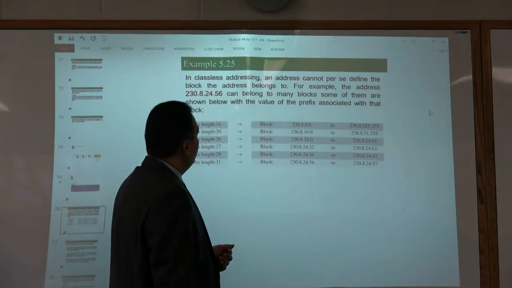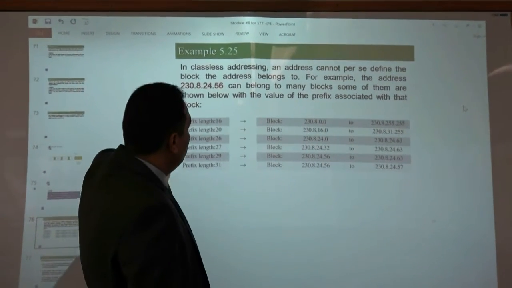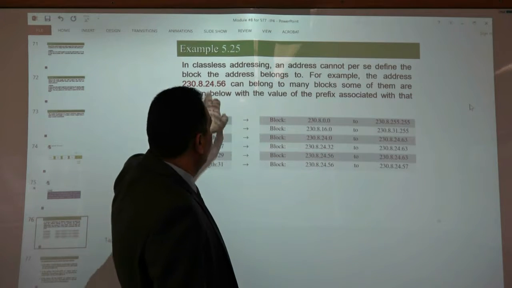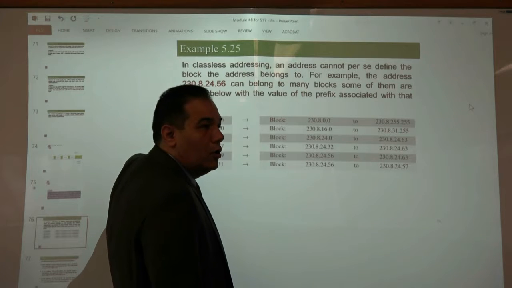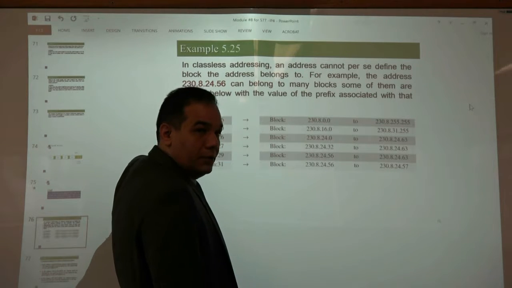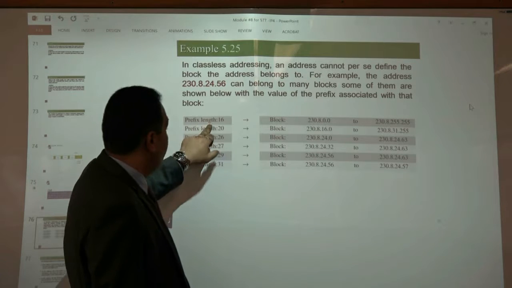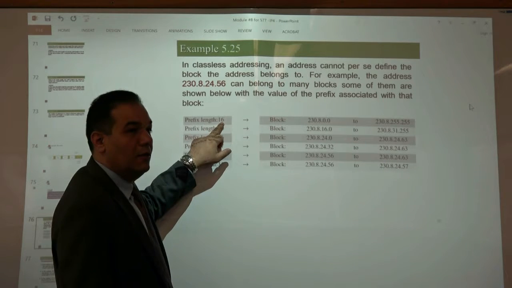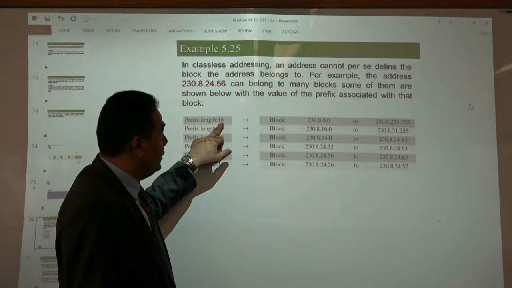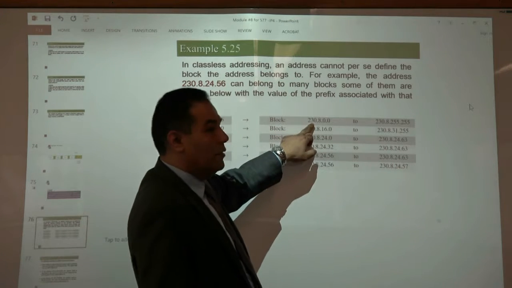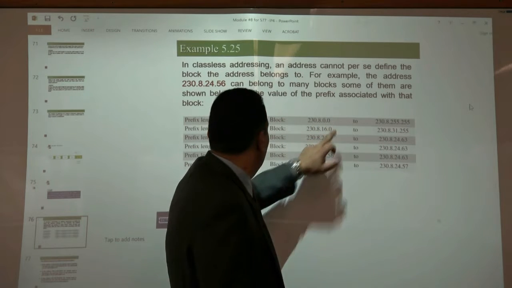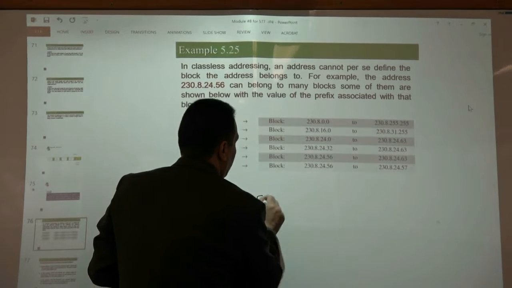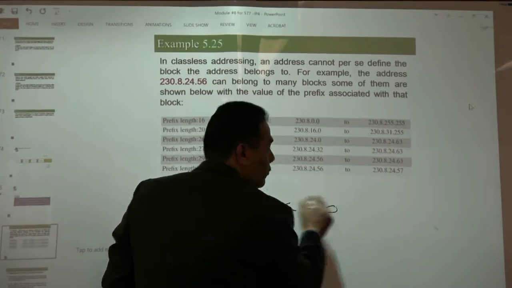But in classless, it can belong to many blocks. Some of them are shown below. In classless, we don't talk about class A, B, C anymore. This could belong to multiple blocks. For example, if the prefix is 16, not 8, 16, then the network address will be 230.8.0.0, because of the 16 bits, not 255.0.0.